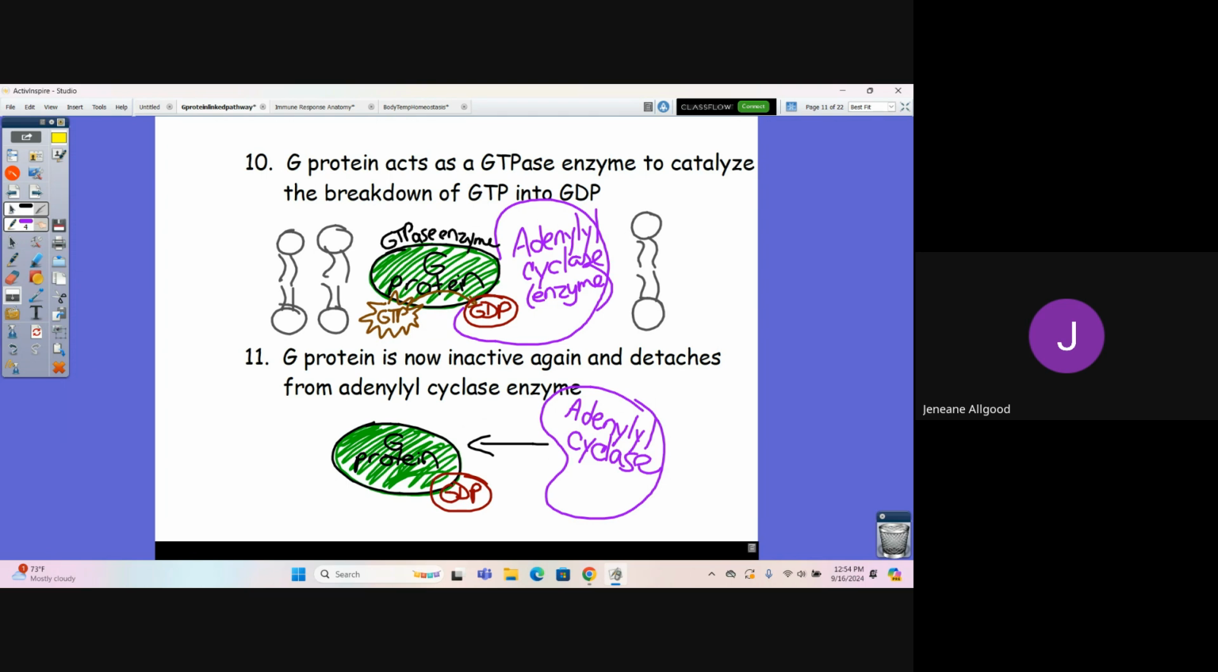So now that adenylyl cyclase is no longer activated, because the G protein is no longer activated and no longer bound to it, no more cyclic AMP is going to be made. We've shut that pathway down. So again, we've had 2 points in this pathway where we've had to stop and shut down a step before we can proceed. Just be familiar with what those 2 steps are. All right. Next diagram.